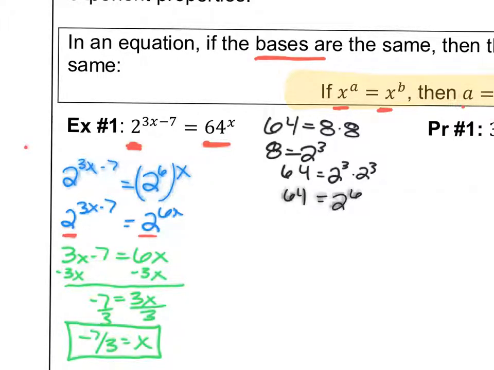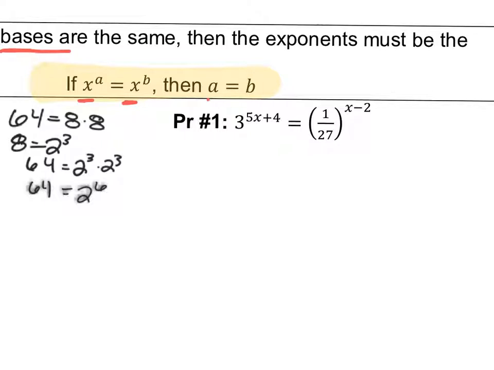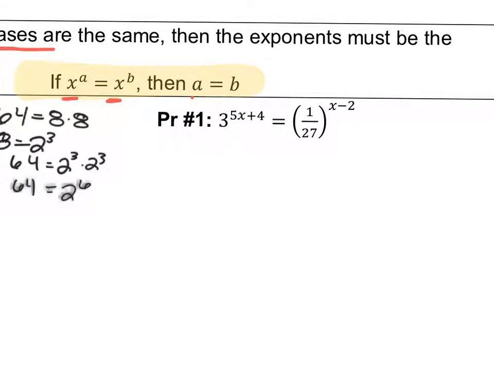Okay, so now I'm going to have you working on problem number 1 by yourself, but first I want to help you get started. Because this can seem a little tricky, you might recognize that 27 equals 3 cubed, because 3 times 3 is 9, times 3 is 27. So you might see that.